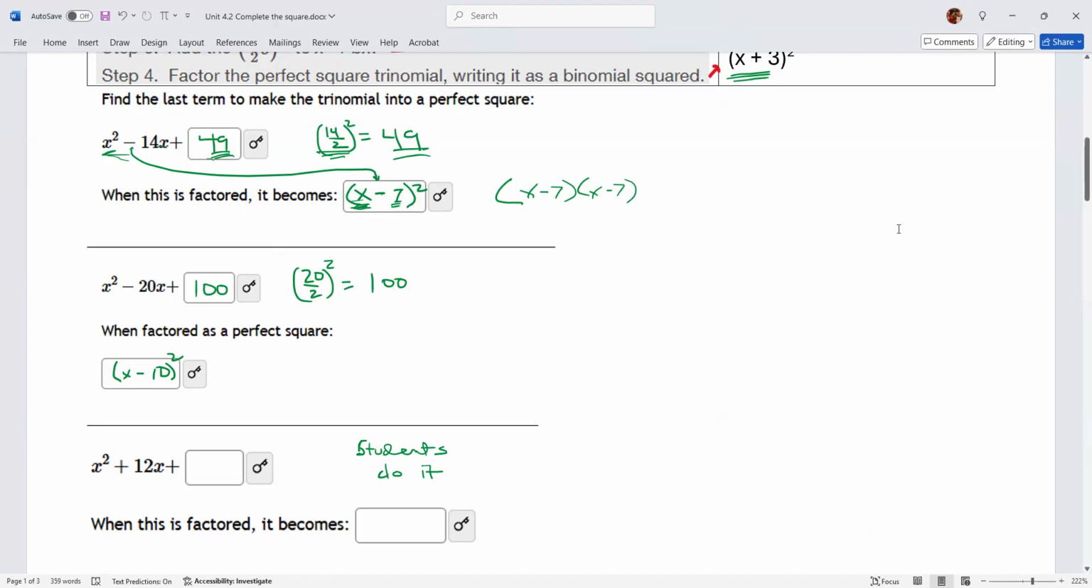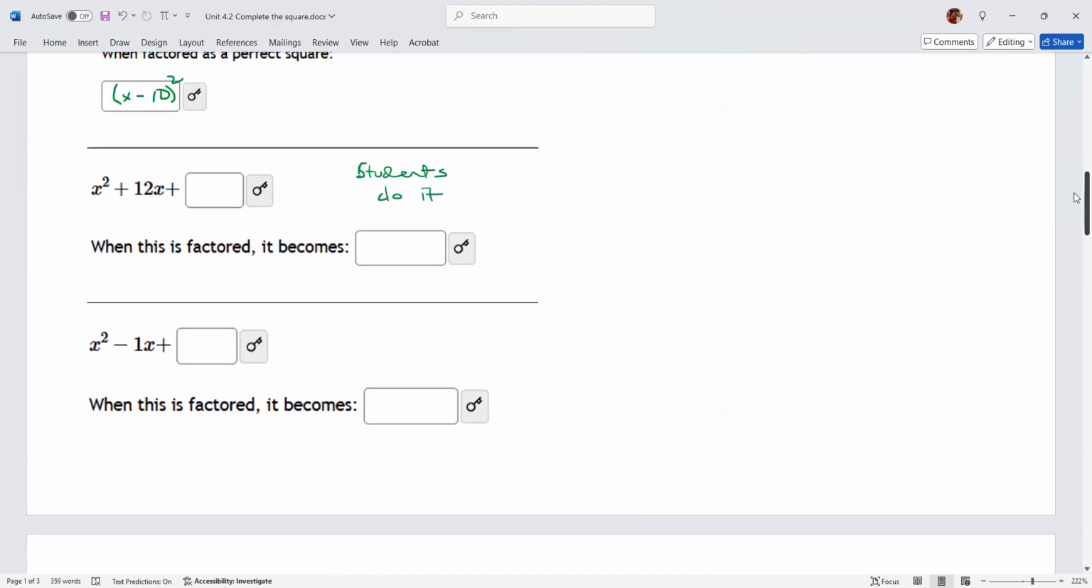Okay, so take a minute and go ahead and do these next two. Go ahead and pause the video, and then I'll come back here in a second.